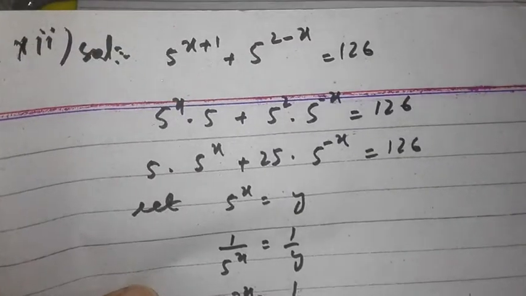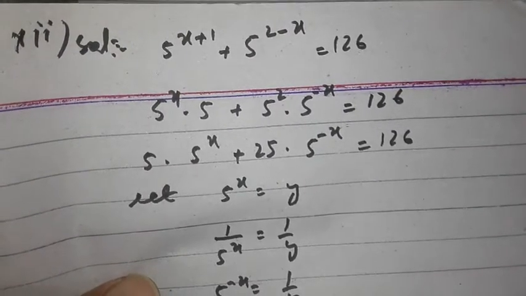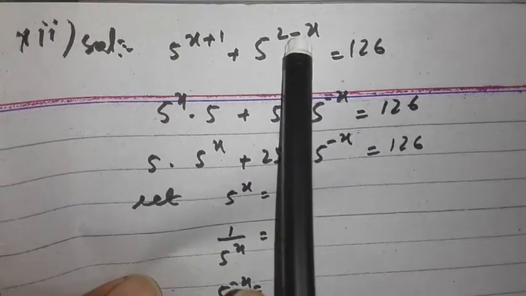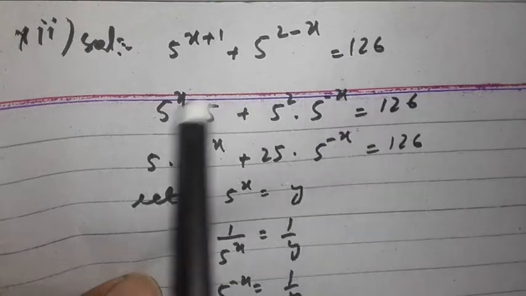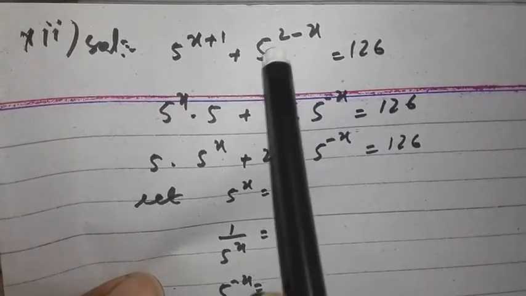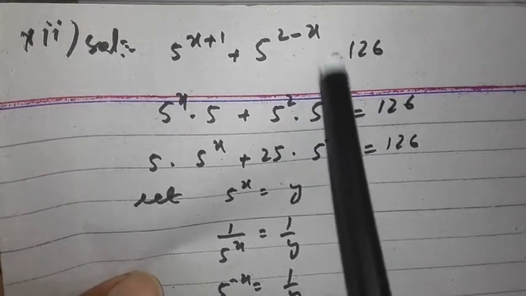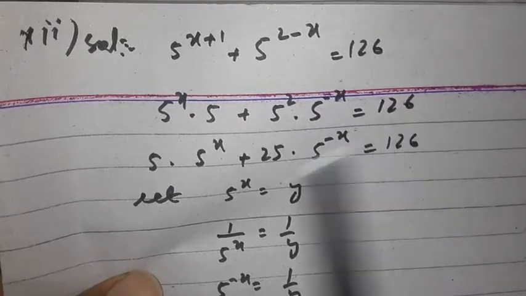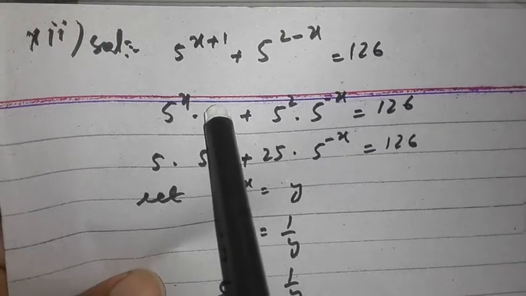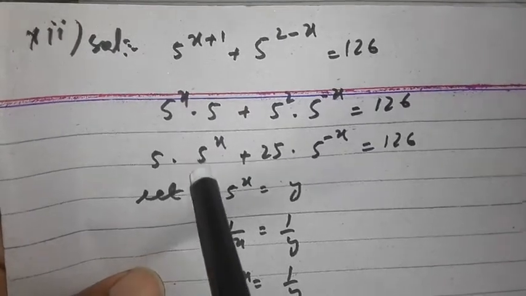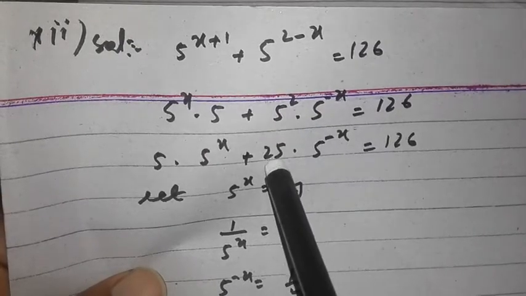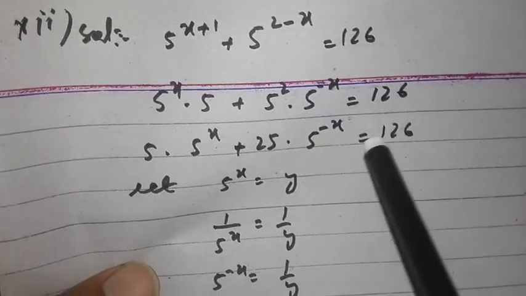Now look, part 12: 5 power x plus 1 plus 5 power 2 minus x equals to 126. We can write this as 5 power x into 5, and this as 5 square into 5 power minus x equals to 126. Now first write the 5 and then 5 power x. This 5 power 2 or 5 square becomes 25, and this in its place.